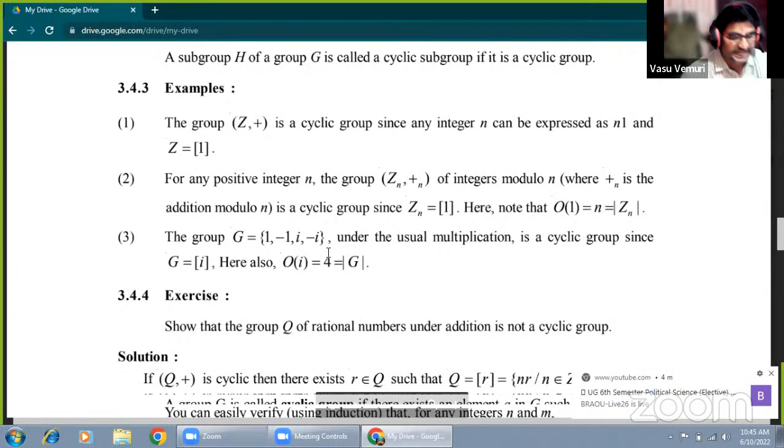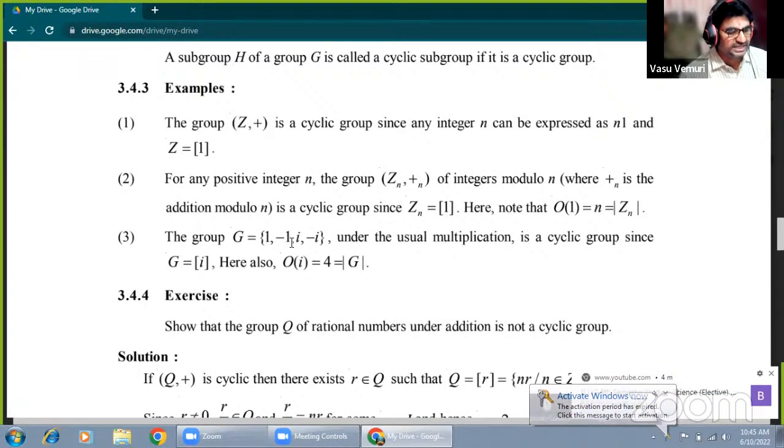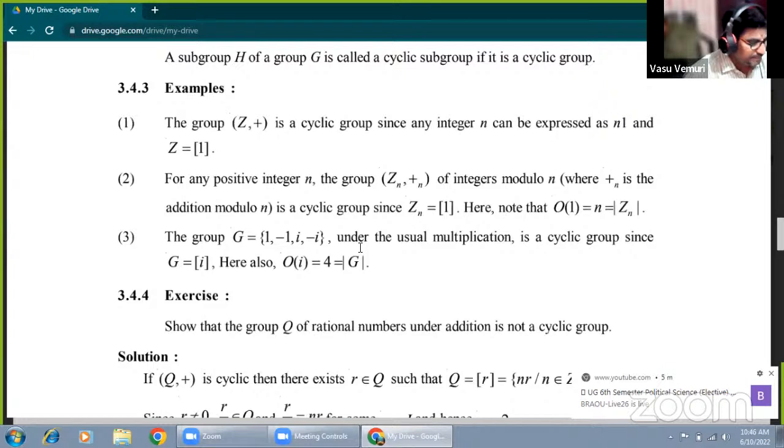Now there are two generators in a cyclic group, the fourth roots of unity. Capital G equals {1, -1, i, -i}. i can also be written as i into 1, and -i can also be written as i into -1. Here the generators are i and -i, and the unit generators are 1 and -1.